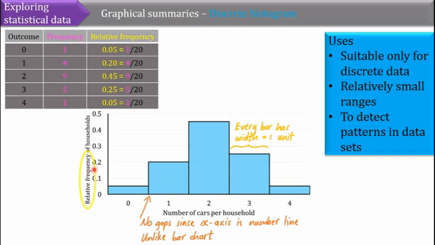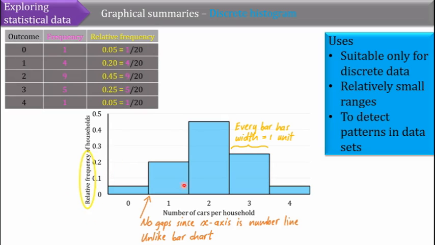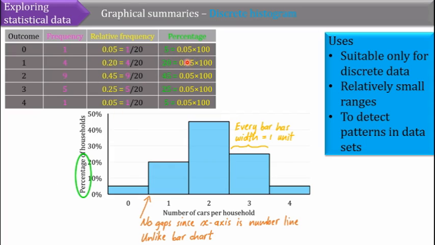What you should notice is that between the two histograms, where this one was the frequency and this one is the relative frequency, the actual shape and size of the histogram did not change. The only thing that changed was the y-axis labels, because the ratios remain the same. This is still 1 out of 20, where the total now is 20. This is just the fraction version of that. If we extend it to percentage, we just take the relative frequency and multiply it by 100. So you'll see again, the graph did not change.